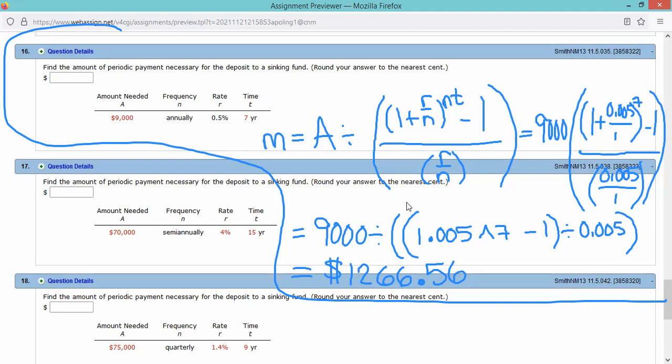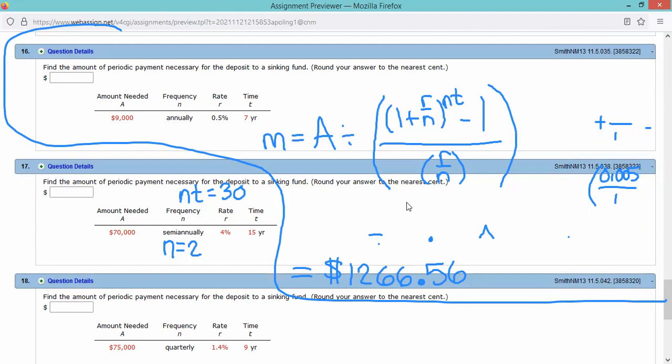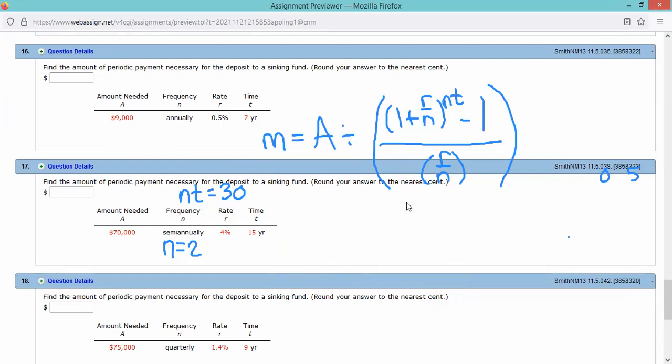Now we do A divided by the quotient we've been doing. Otherwise, semi-annual means N is 2. That means NT will be 30, right? And so for 17, let's just leave our formula there. Oh, I forgot to type in our answers. I did it like once and then I was like, we good.